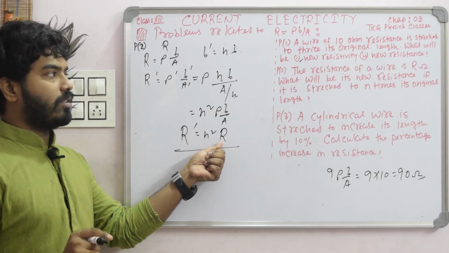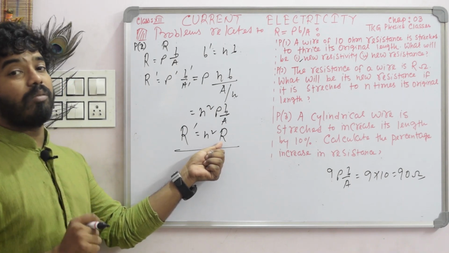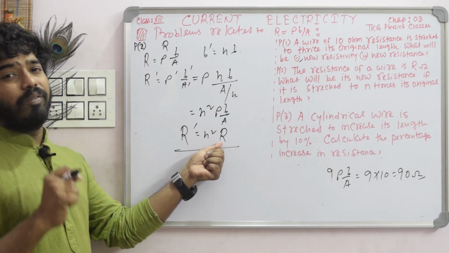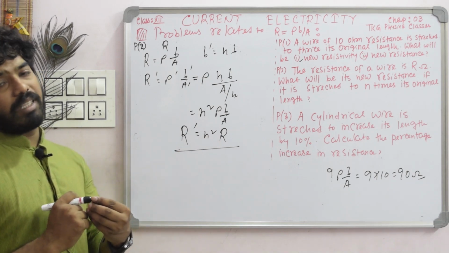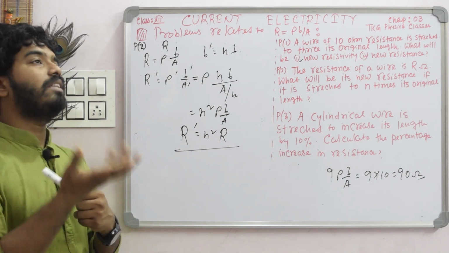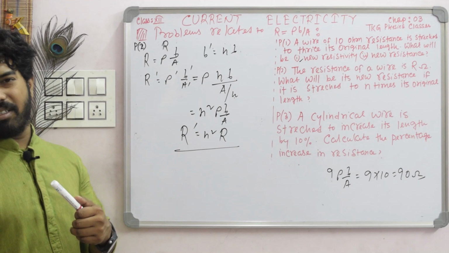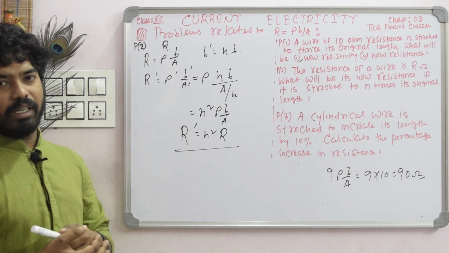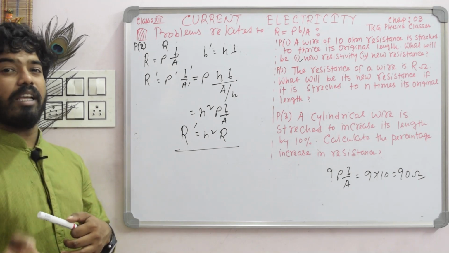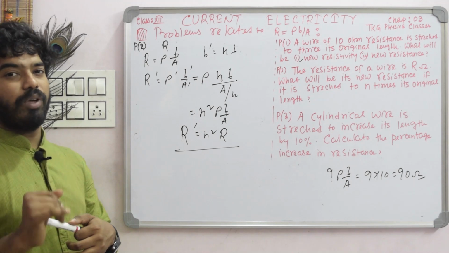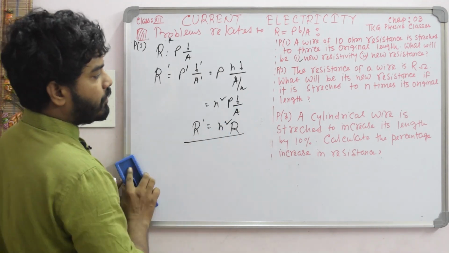One important concept required for solving these types of problems is that the volume of a wire remains the same. That means when length increases, area must decrease. In the same way, when length decreases, area must increase. Okay, now solve problem 3.